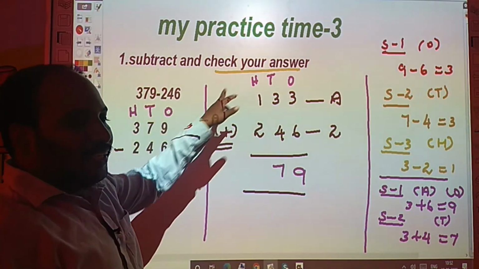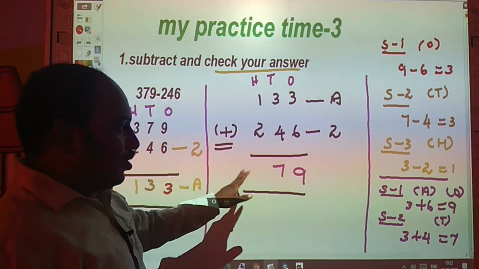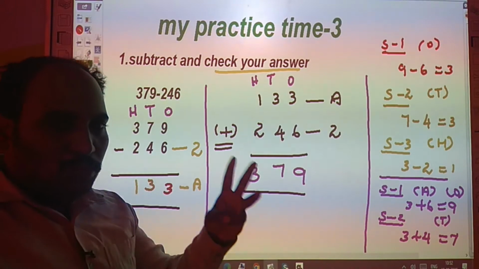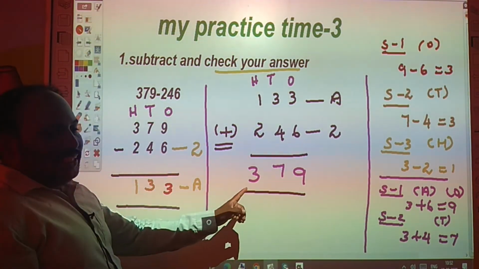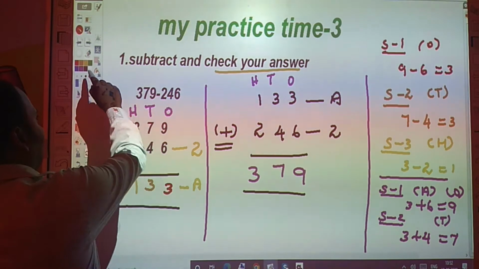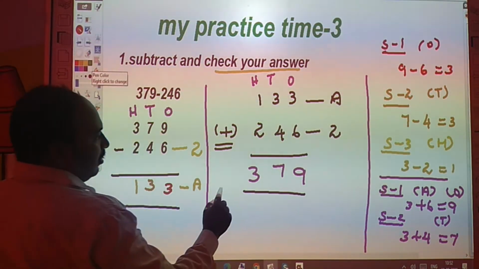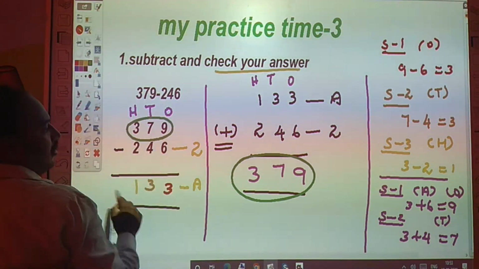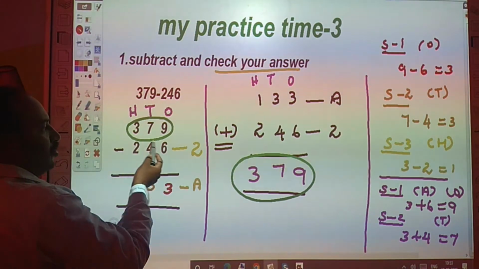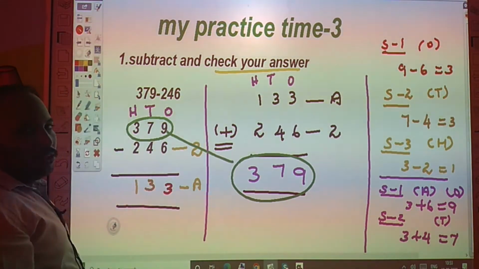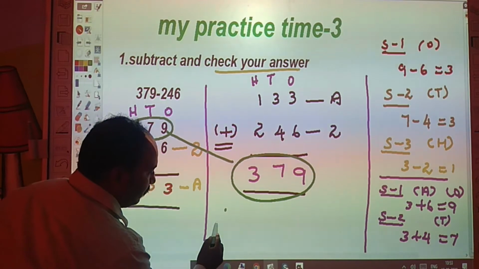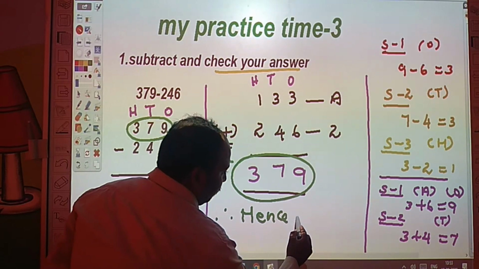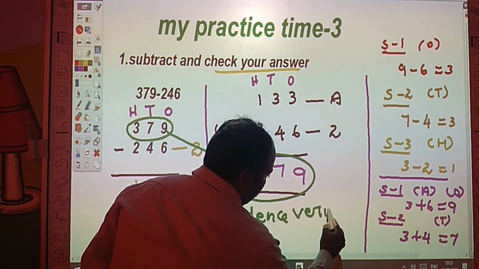Next, we add the hundreds place. 1 plus 2 is equal to 3. Our answer is 379. We compare our answer with the first term. 379 is equal to 379. Both are equal. So hence verified.